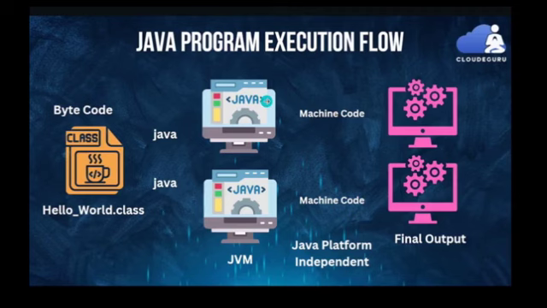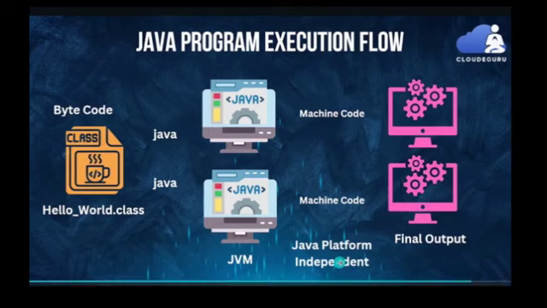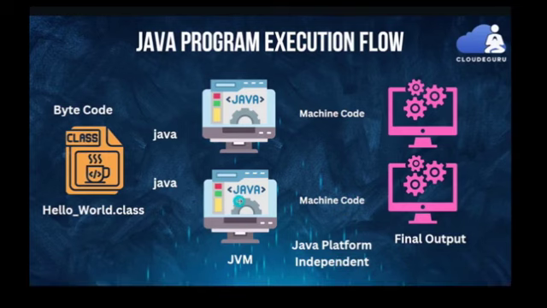So JVM is platform dependent because each operating system has their own implementation of the JVM. So if the operating system has a JVM, it can take the same bytecode, convert it to machine code, and give you the same output. Because once the Java bytecode is generated, it can run in any operating system and generate the same output. That is why Java is called platform independent. But if you see, JVM is not platform independent. JVM is platform dependent. Each operating system has their own implementation of the JVM.